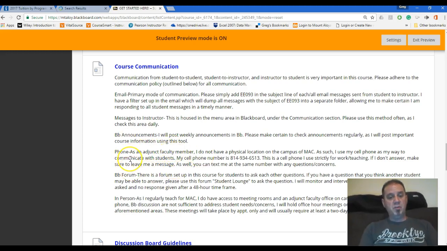I do have a phone that I use for teaching, and that number is here. You may call me on it. You may text me on it. If I don't answer, please leave your name, what the course is, and a brief message and number where I can get back to you. If you text me, please do the same thing. Please give me your name right up front in the text regarding the class, and then I'll respond to your text accordingly.